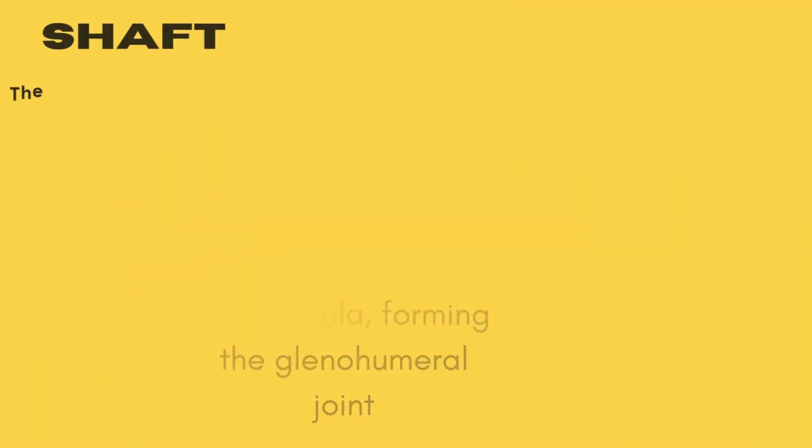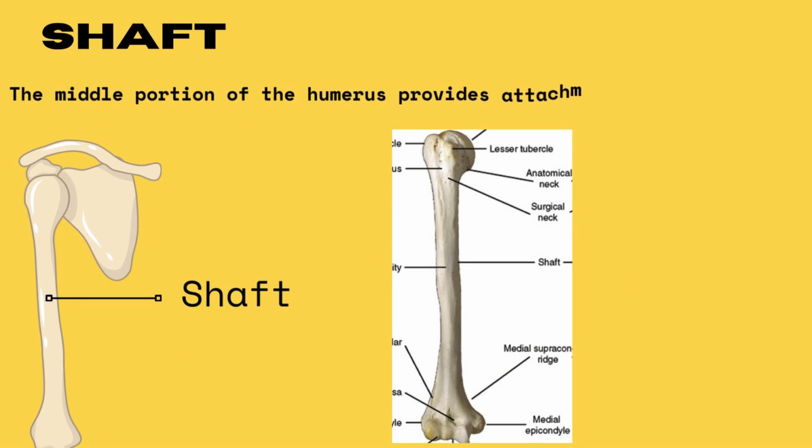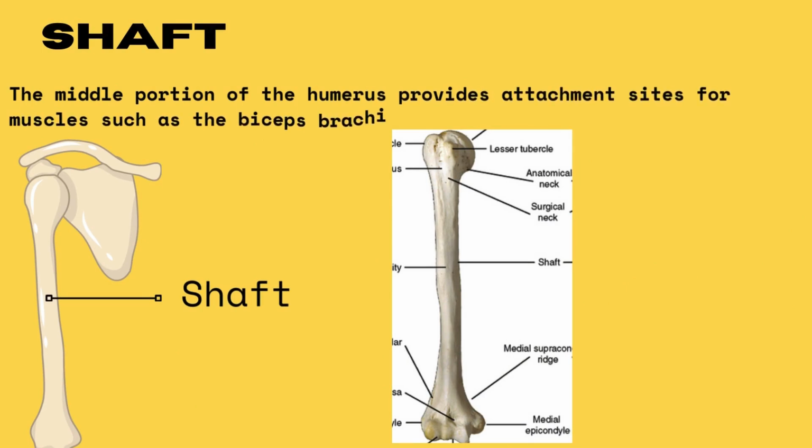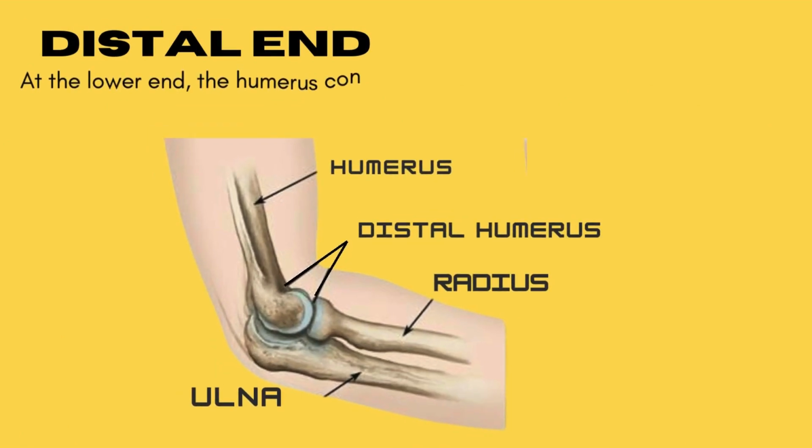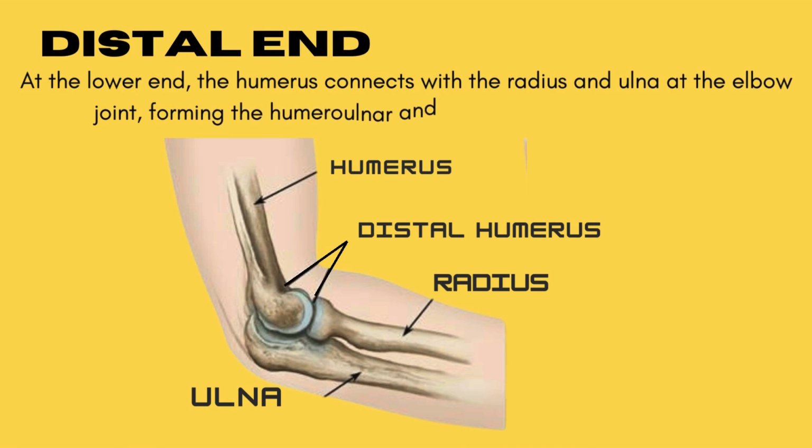joint. Shaft. The middle portion of the humerus provides attachment sites for muscles such as the biceps brachii and triceps brachii. Distal end. At the lower end, the humerus connects with the radius and ulna at the elbow joint, forming the humeroulnar and radiocapitellar articulations.